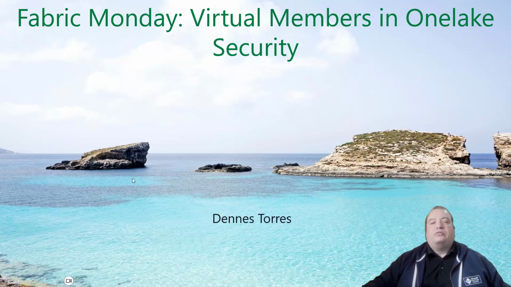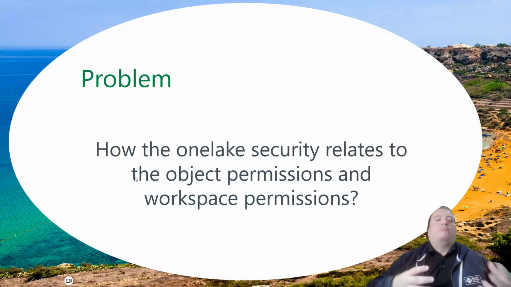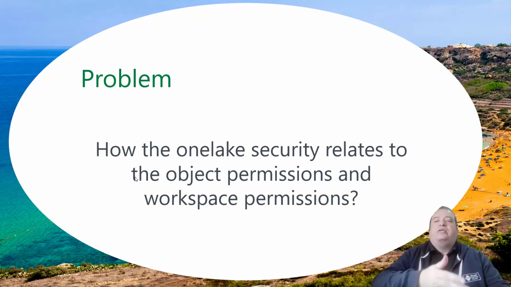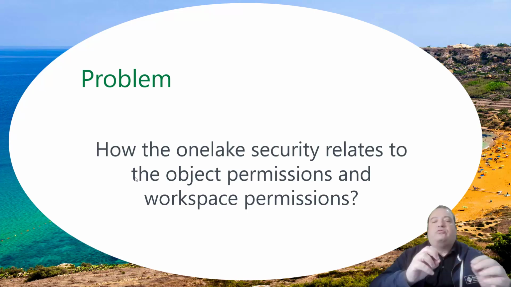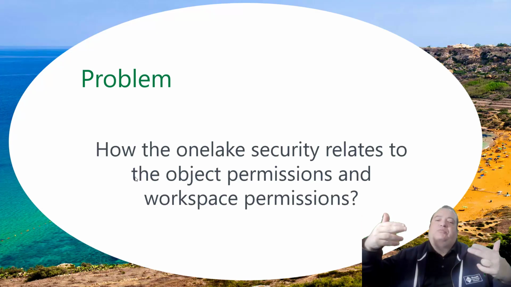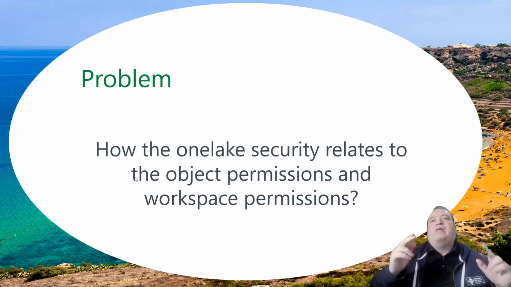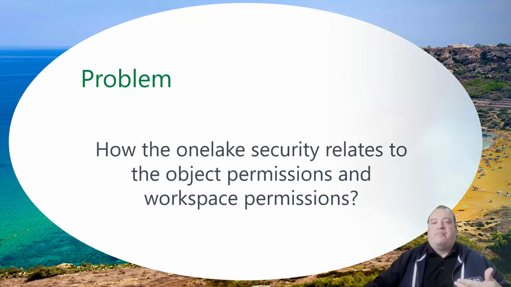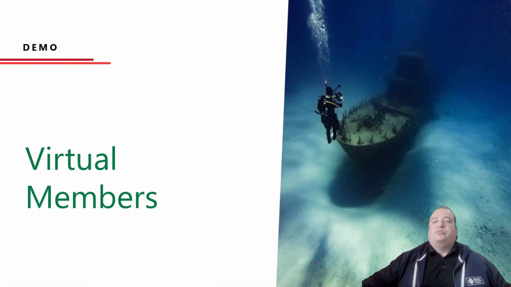Let's understand what this is and what problem it solves. The problem is how OneLake security, which is the security applied directly on the data, relates to the object permissions that we set in Fabric and the workspace permissions that we set in Fabric. So we have three levels of permission. How do these three levels of permissions relate to each other? Let's see how it works.